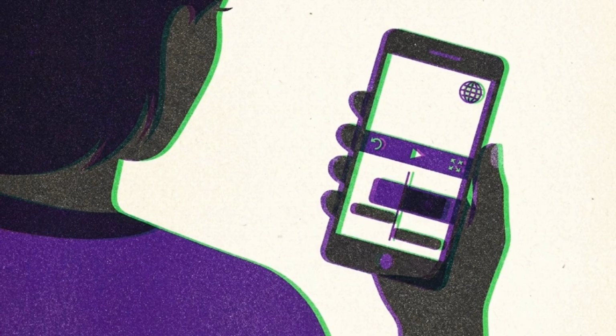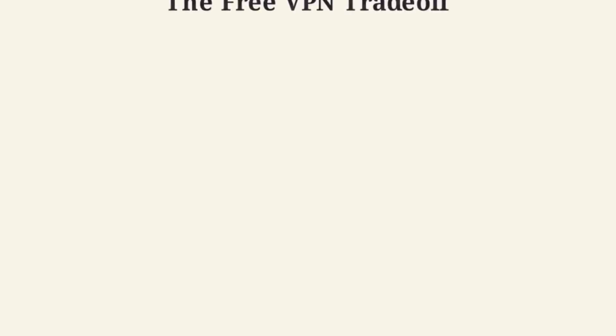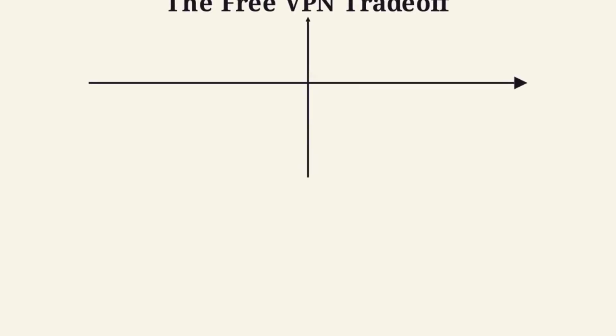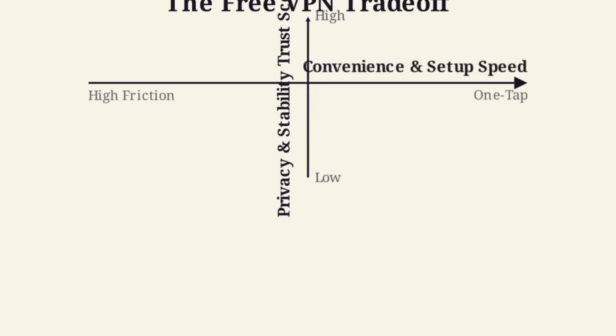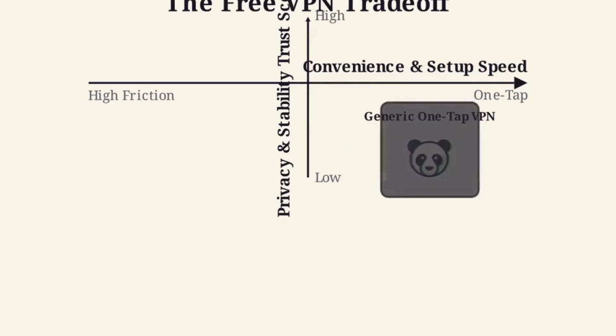For mobile creators, the appeal is instant access to geo-locked apps like CapCut. You download the app, tap one button, and you're connected. No email required, no account setup. This quadrant chart maps the core trade-off. The y-axis represents privacy and trust. The x-axis represents convenience. Notice Panda VPN in the bottom right. High convenience, low trust. That convenience costs transparency.